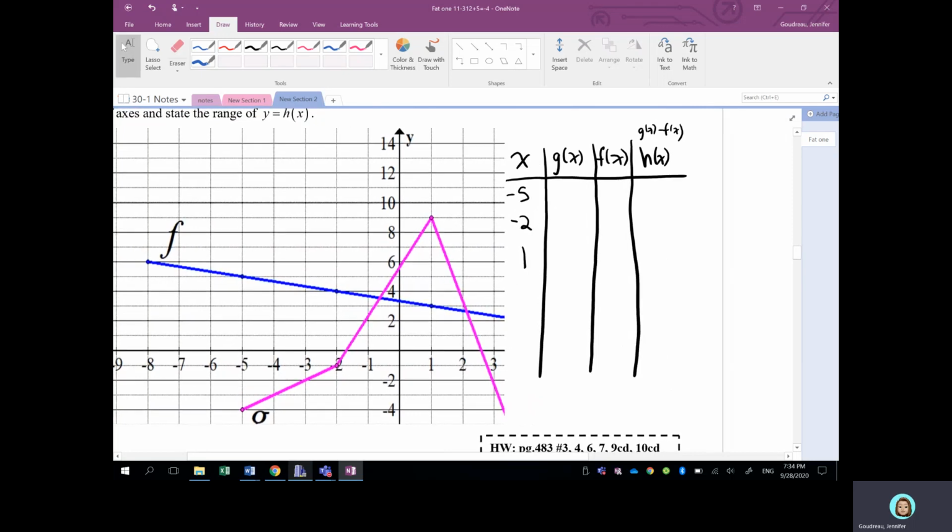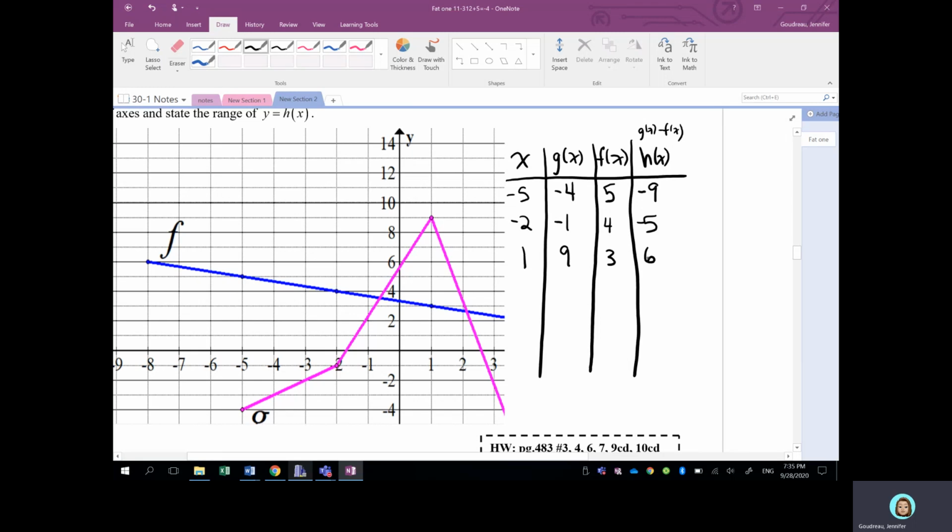So g at -5 is down at -4. F at -5 is at +5. So h is going to be -4 minus 5, -9. At -2, g at x is down at -1. F at x is up at +4. -1 minus 4 is -5. And at +1, g is way up here at 9. F is down at +3. 9 minus 3 is 6.